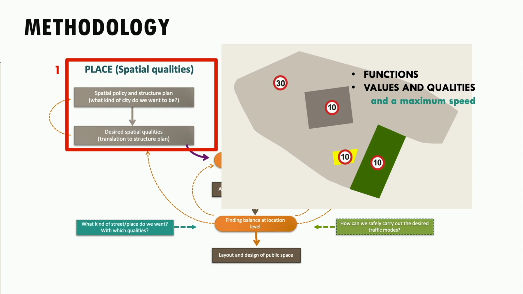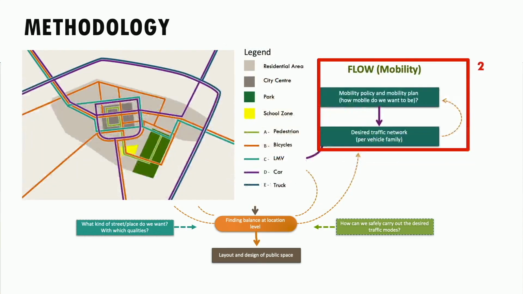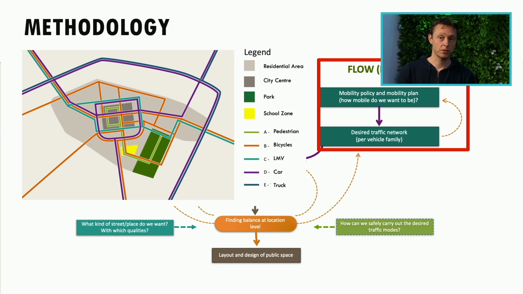And once we're finished with place, maybe in a second workshop or a second step, we take a look at the flow. And that's the traffic policy we have in place in our cities and neighborhoods. But also we have to define networks, and not just networks for the car and the bike, but we think we should make networks for every vehicle family. So that includes also a network for trucks, a network for light electric vehicles, and a network for pedestrians.